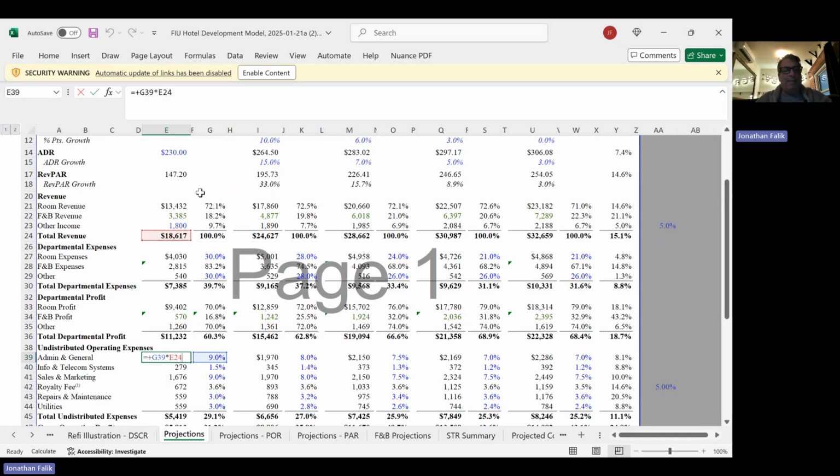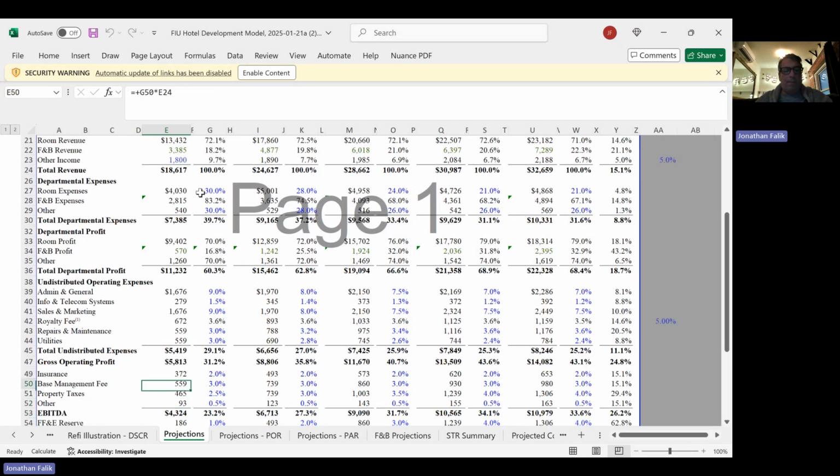When we come down to the undistributed expenses and the fixed expenses, here this is calculated, admin and general is 9% of total revenue. So again, departmental expenses and departmental profits are calculated as a percentage of departmental revenue. Undistributed expenses are calculated for margin purposes, here the 9% expense margin, as a percent of total revenue. Okay, so for each one of these, same thing with these undistributed and fixed expenses. So insurance is 2% of total revenue. Base management fee is 3% of total revenue. And same thing for year 2, year 3, year 4, year 5.